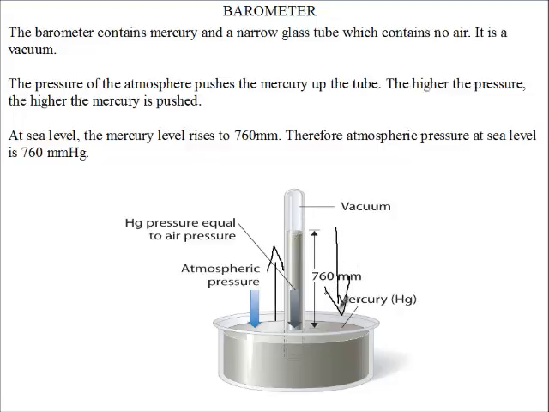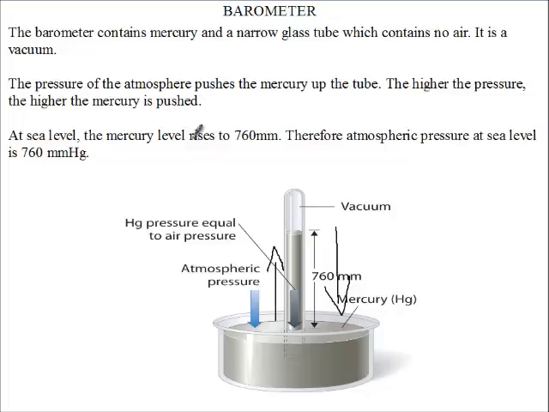Once the atmospheric pressure pushes the mercury, it rises in the tube, and then whatever reading we have here will be used as our pressure reading.